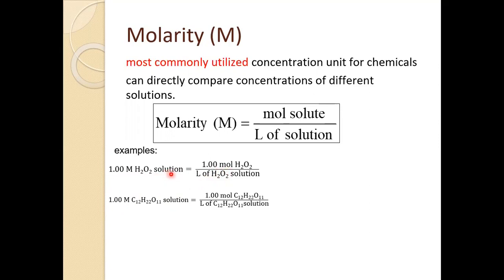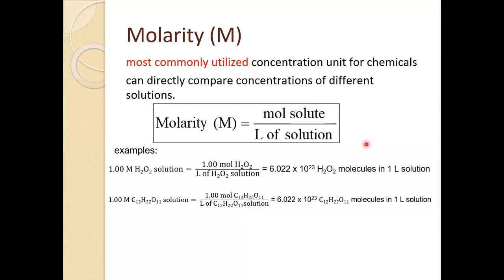So a 1.00 molar hydrogen peroxide solution means that the solution is composed of 1 mole of hydrogen peroxide per liter of hydrogen peroxide solution. Likewise, a 1.00 molar sucrose solution, C12H22O11, by definition, is composed of 1.00 moles of the substance, sucrose, per liter of the solution. And because a mole means Avogadro's number, both these solutions with identical molar concentrations are composed of the same number of the respective molecules per liter. In this case, simply 6.022 times 10 to the 23rd hydrogen peroxide molecules per liter for the 1 molar hydrogen peroxide, or 6.022 times 10 to the 23rd sucrose molecules per liter for the 1 molar sucrose solution.